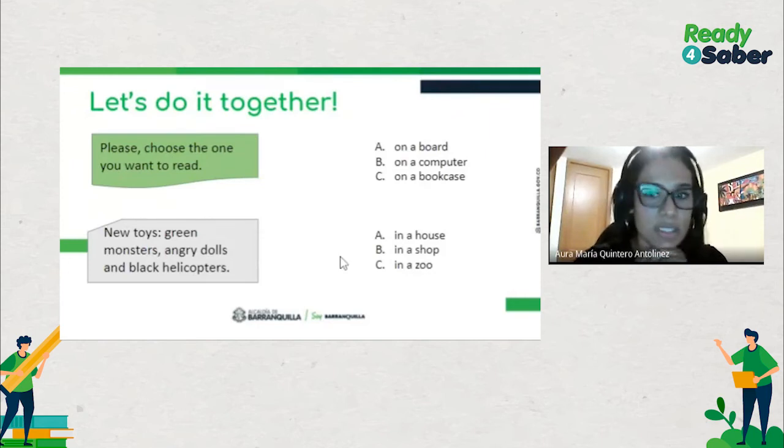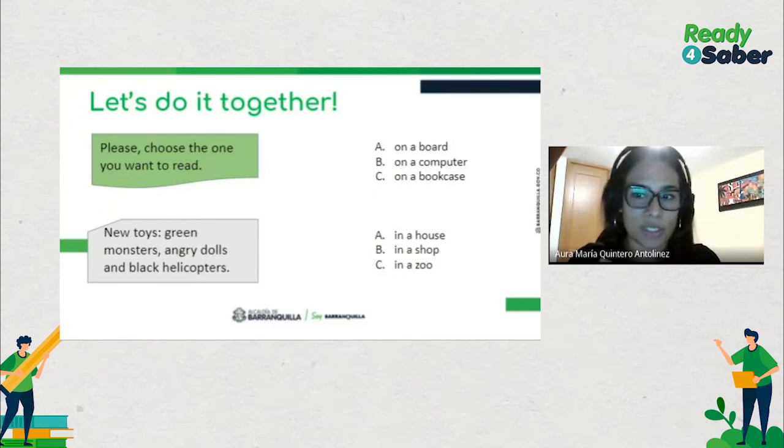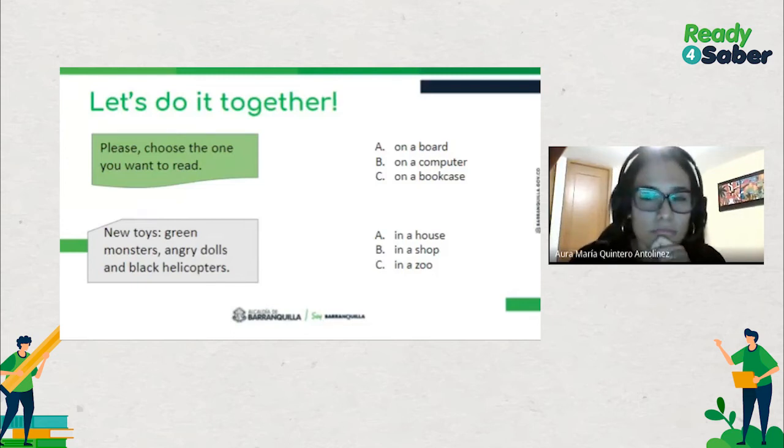New toys, green monsters, angry dolls, and black helicopters. In a house, in a shop, or in a zoo? Let's see. Okay, Andrés says B, Gustavo B, Katri B, Angie B. Okay. Good. In a shop.